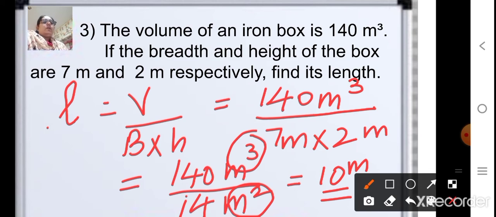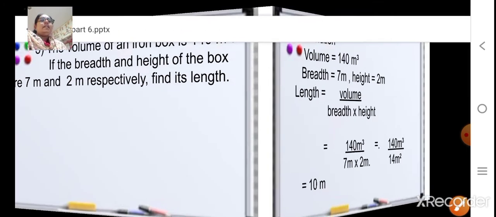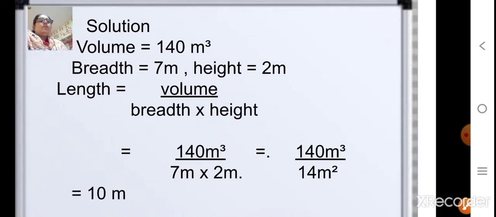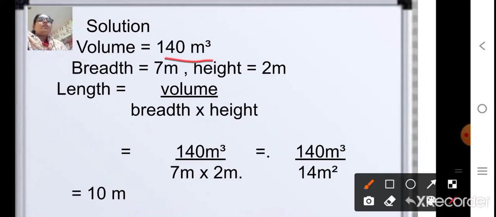meter. Yes. So the solution to this is given in the next slide here, where the volume is 140 cubic meter, breadth is 7 meter, height is 2 meter. So the length is volume upon breadth into height, that is 140 cubic meter upon 7 meter into 2 meter. Now here meter into meter is meter square, and here it is cubic meter. So when you divide, you will get the answer as 10 meter.